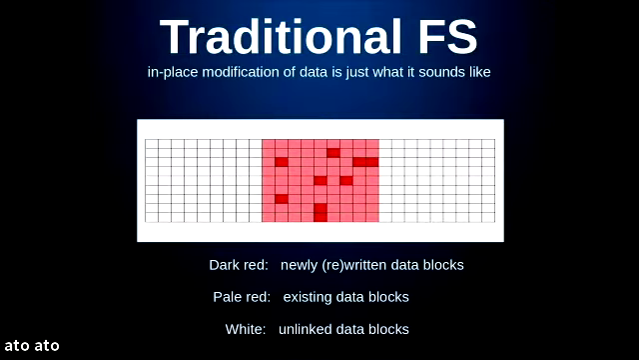All right, I'm just going to take a look at what all this looks like. We have here a simplified diagram of what it looks like if you're doing random access inside a large file on a traditional file system like ext4. The dark red blocks are things that we are saying, hey, I want to modify the values in those blocks, and the file system does exactly what you wanted it to. It modifies those values in those blocks.